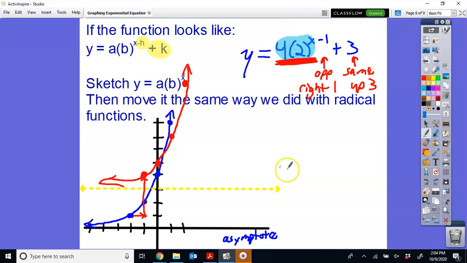Then you move it the same way that we did when we were talking about quadratics. I know this says radicals because I forgot to change it from the thing that I do with my Algebra 1 and Algebra 2 students in other years. So that's how you graph an exponential function.